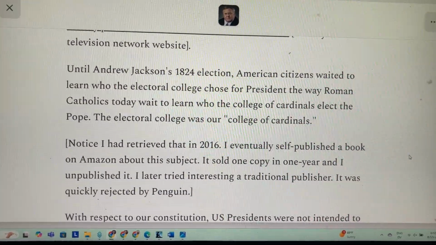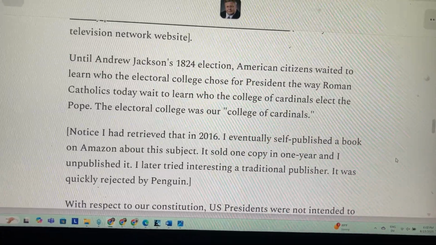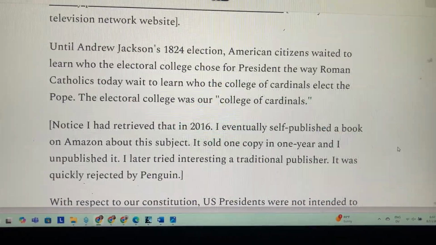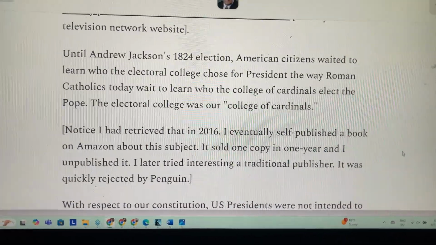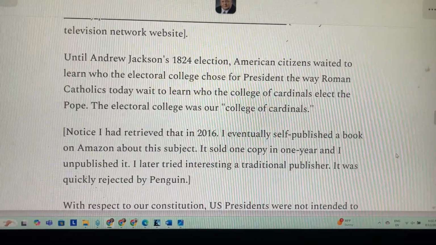Until Andrew Jackson's 1824 election, the 10th election, American citizens waited to learn who the Electoral College recruited and chose for president, the way the Roman Catholics today wait to learn who the College of Cardinals will elect as pope.